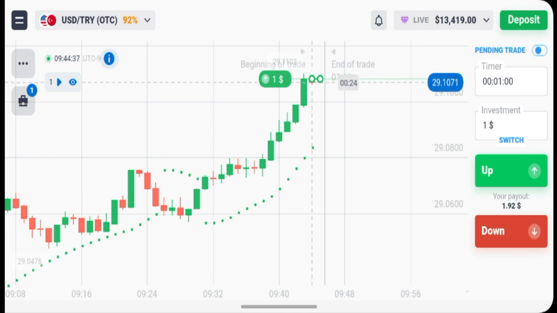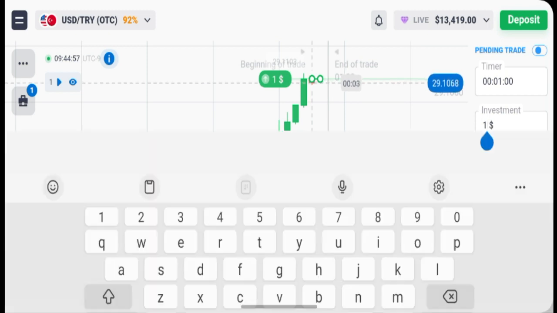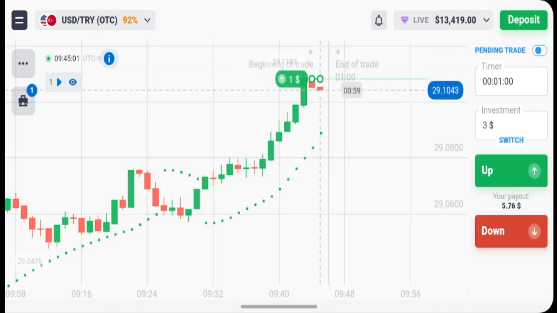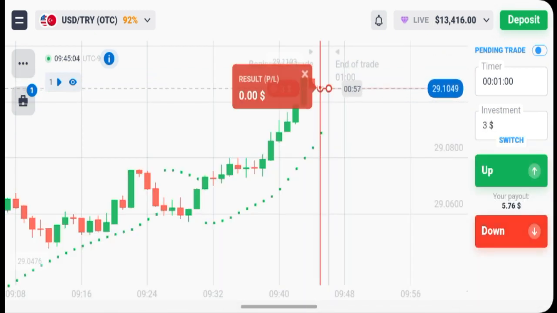So the previous candle was a green candle. That's why we invested $1 and then we bought. Okay, so if this trade loses, that means we're gonna have a red candle. We'll place a $3 trade. All right, so let's see what's happening. Okay, so this is a loss here. All right, so we go down with the $3.